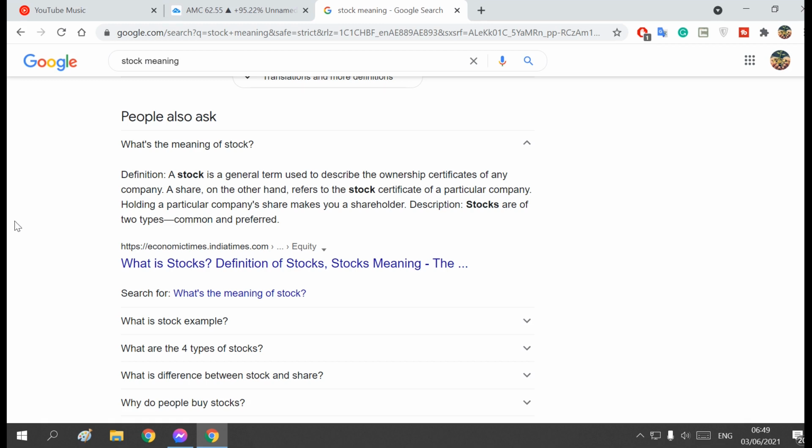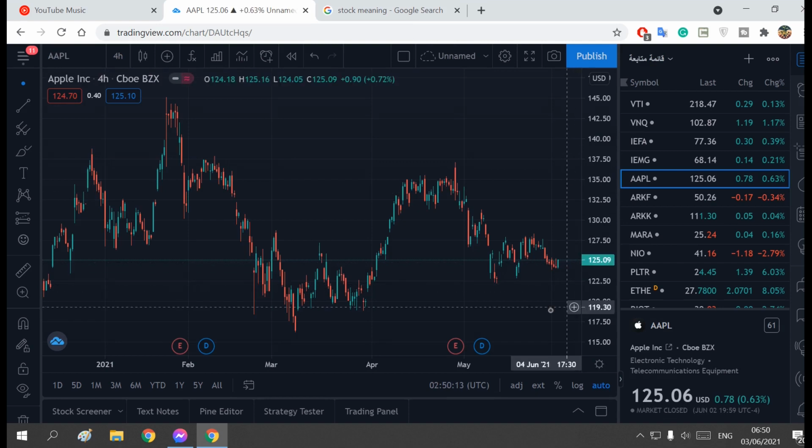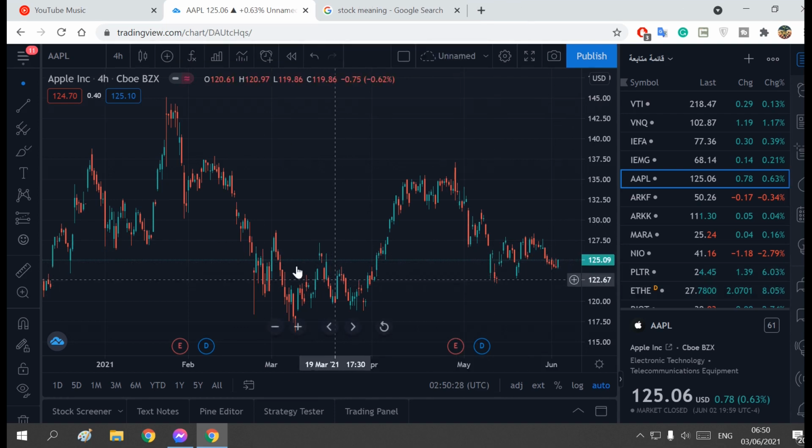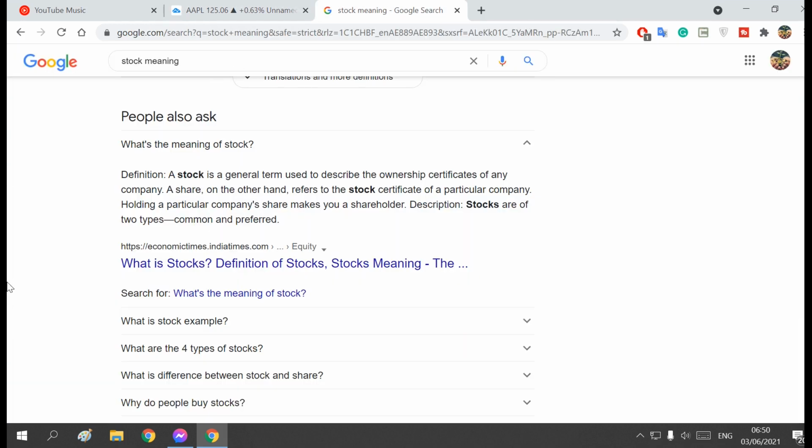So that makes you an owner of these kinds of companies. When you buy a stock, let's say for example an Apple stock, you own a piece of this company. Even if you buy one stock of Apple, which now is almost $125, if you pay $125 and buy an Apple stock, that makes you an owner of this company. You are one of the owners. They use the money you paid for this stock to produce their products. So that's basically what a stock means.